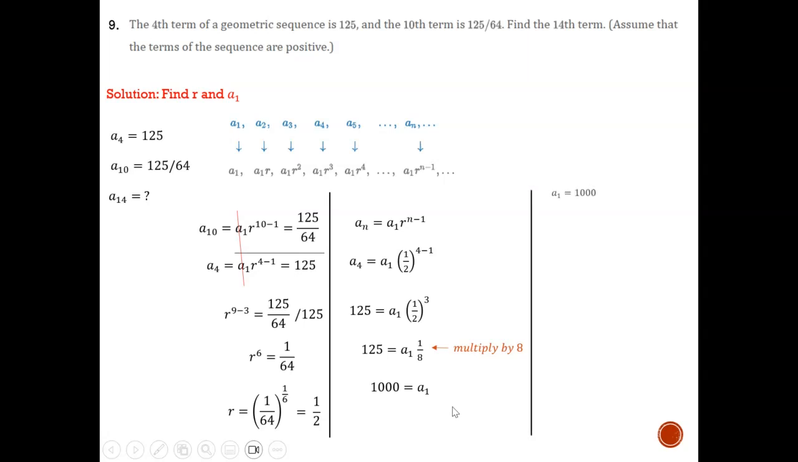So I found my a1 and also my ratio. Now we're looking for the 14th term. So for the 14th term, I'm going to plug in 14 where the n is, and also 14 minus 1 will give us 13. So it's going to be 1,000 times 1/2 to the 13th power, which will give us 125 over 1024. This is my 14th term.